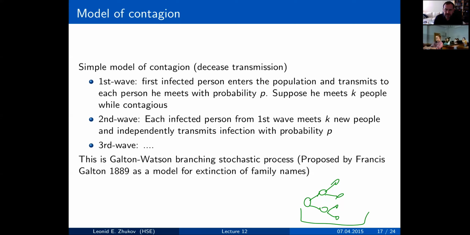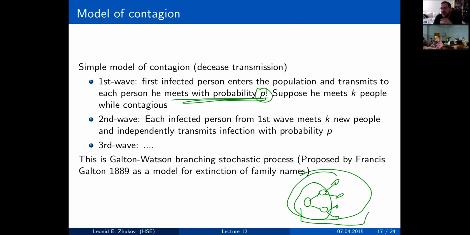So here's the model. The model will be very, very simple. We'll consider waves of infection, the waves being how far from the center, how far from the source of infection or the source of the rumor we are at the moment of time. So the first wave of infection will be the first person enters and transmits to each person. But here's the difference. He transmits infection to each person with a probability P. So now we introduce probabilities.